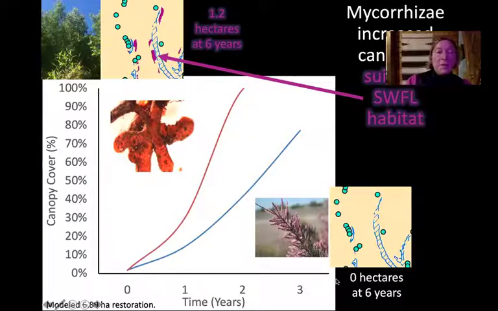And you can see on the left-hand side here that with mycorrhizal inoculation, after 6 years, we actually have 1.2 hectares of suitable habitat at this site for swiffle, and that would be corresponding to that purple line on the graph, where you can see the canopy cover increased much more quickly than the blue line, which is if we did not have mycorrhizal inoculation. And in fact, after 6 years post-restoration, if we did not include mycorrhizal fungi, we still had 0 hectares of suitable swiffle habitat.